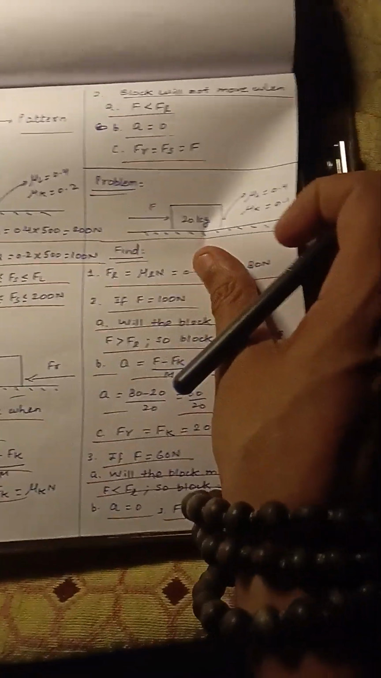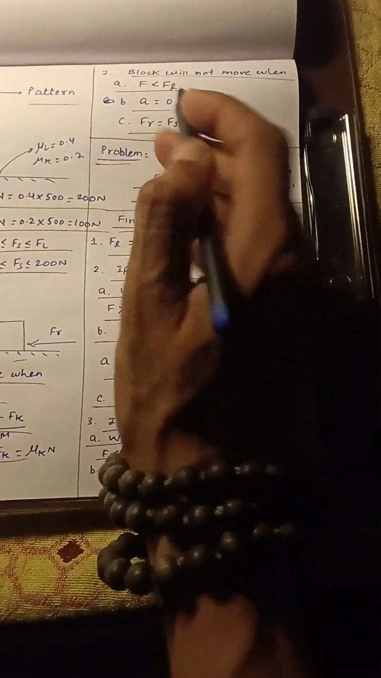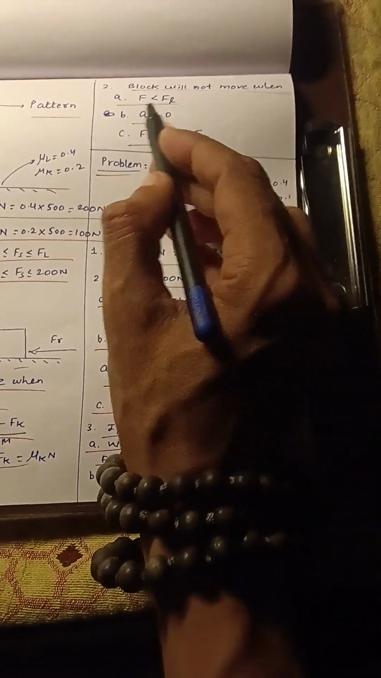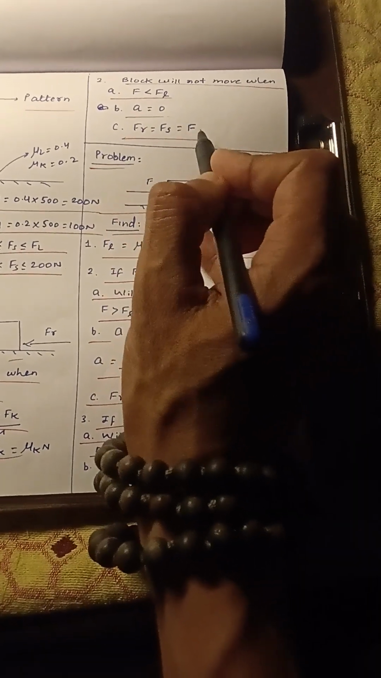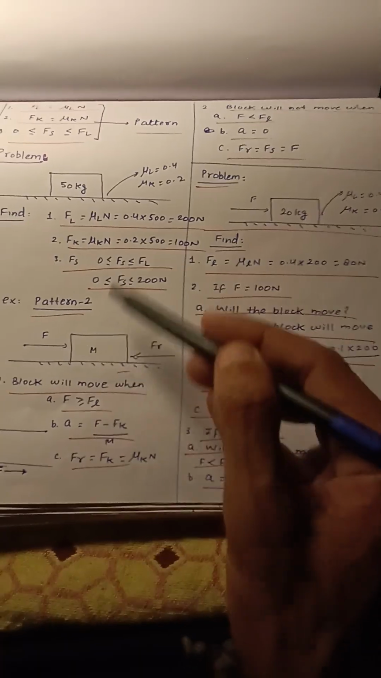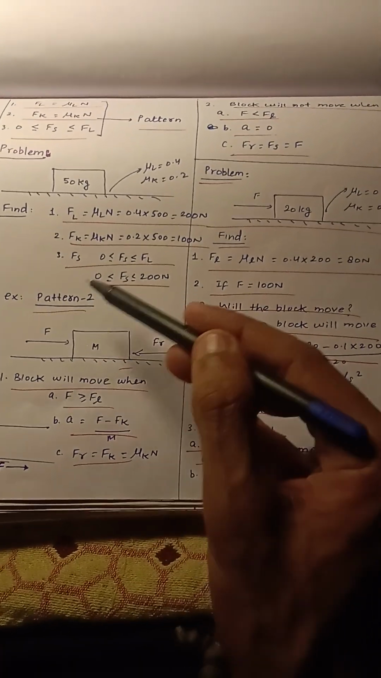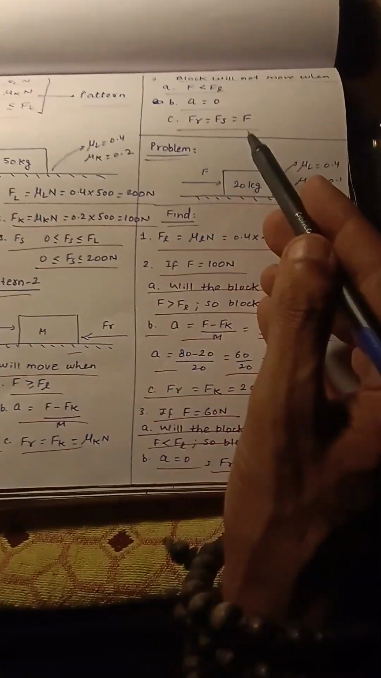Now there is another thing which is associated with this pattern. The block will not move when F is less than FL, acceleration will be 0, and friction will be equal to static friction, which will be equal to the external force. So this is the analysis of the graph in a different pattern, which I name as pattern 2.